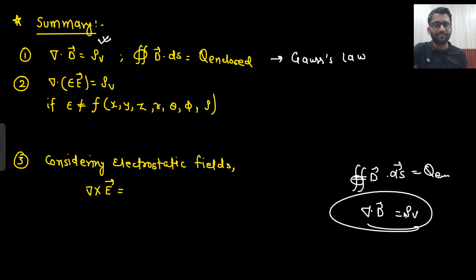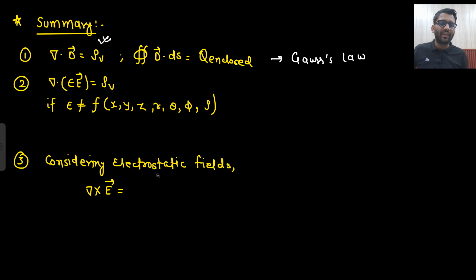D dot ds. And then D can be replaced with epsilon E. But what did I tell you? Do you remember this formula? In the second last lecture we studied it. This F you cannot take outward directly. You can only take it out if it is not a function of x, y, z, rho, phi, z, or r, theta. So if F is not a function of space, then only you can take it out. Otherwise you will have to apply the formula.